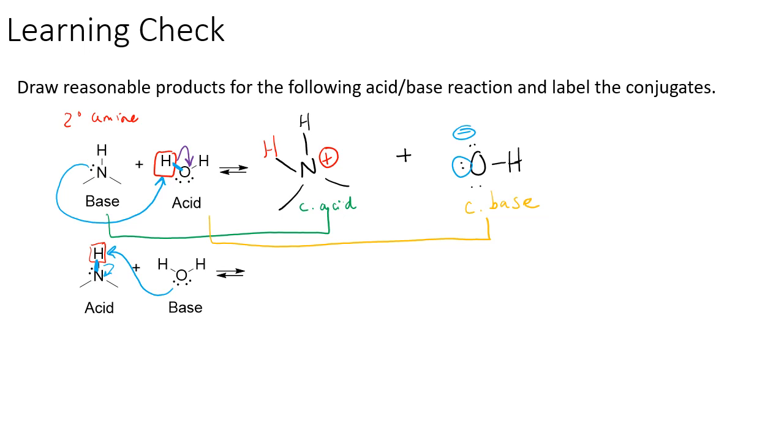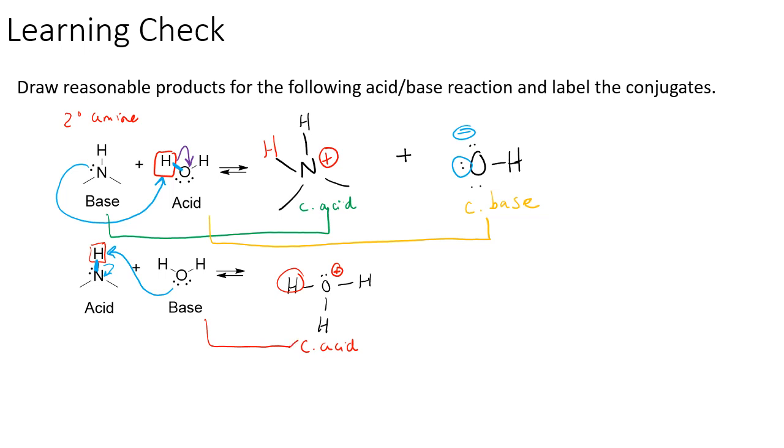And our products here then will be when our water picks up another proton, and this should look familiar to you. We have one lone pair of electrons left over. This could be, for example, the proton that we grabbed off of our amine. And now our oxygen has a +1 formal charge. So this would be the conjugate acid of our water when it's base. So hydronium ion is our conjugate acid.